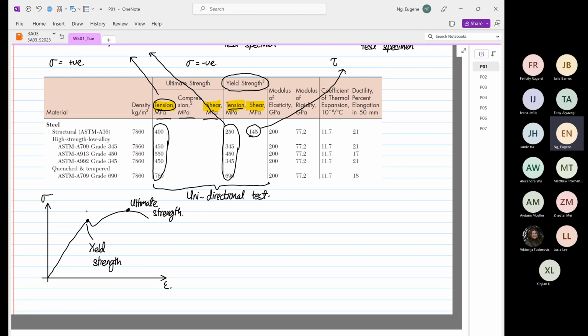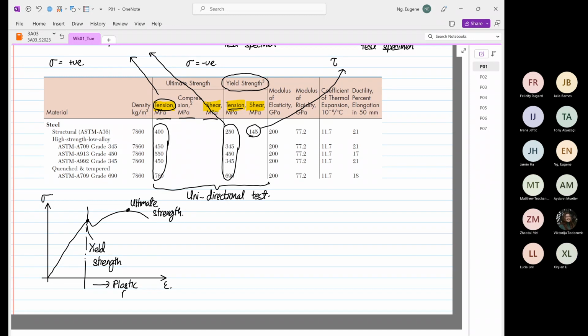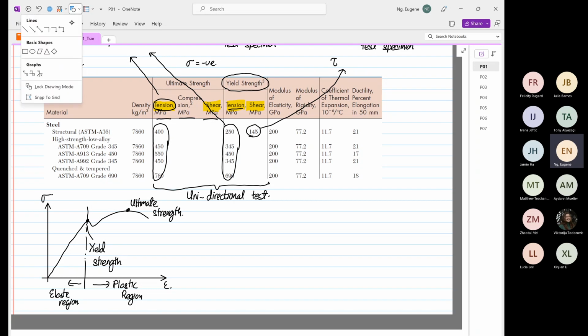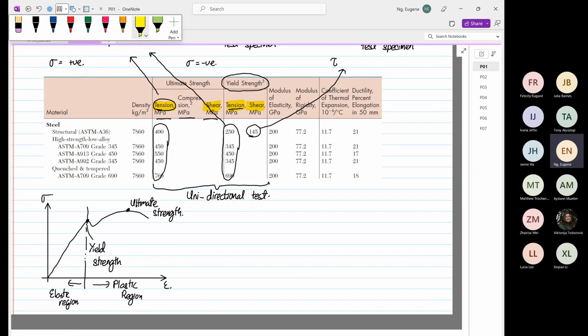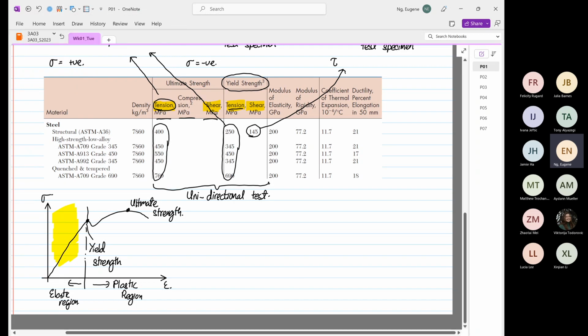Okay, so what we have over here is, I'm going to break this into two regions now. You know that the region on the right hand side is the plastic region, and the one on the left hand side is known as the elastic region. So in this course, especially in this course, we are going to focus on material behavior in just the elastic region. We are not going into the plastic region.